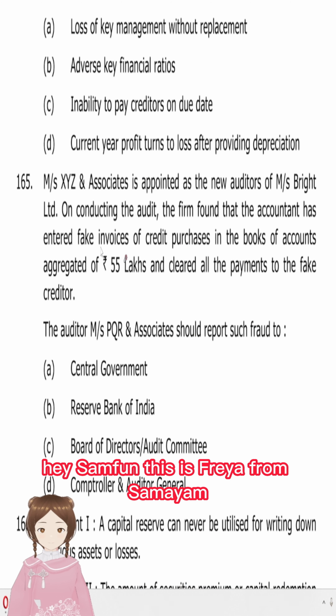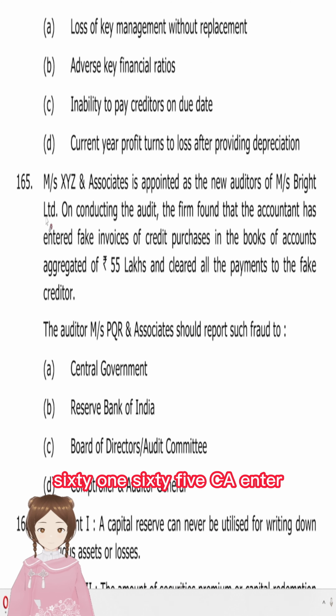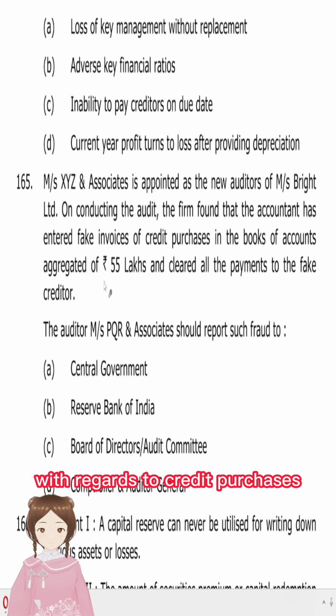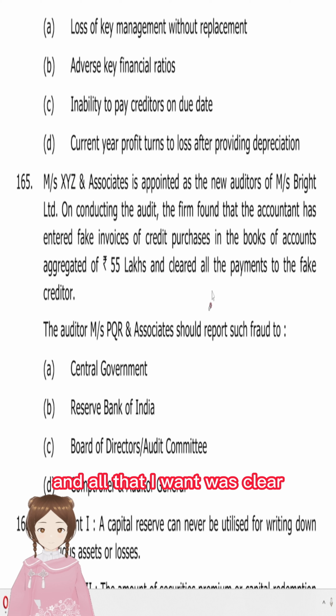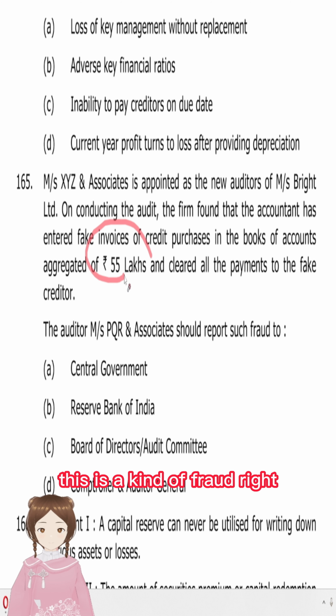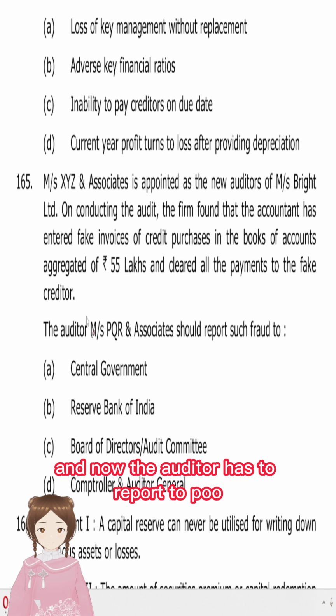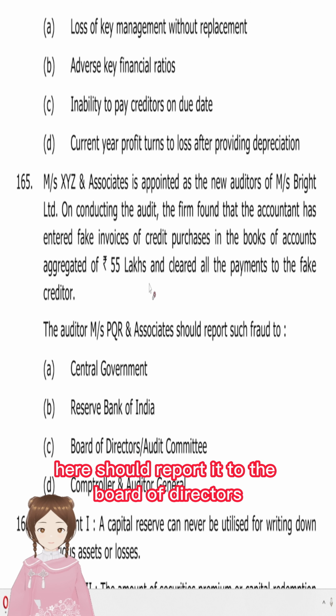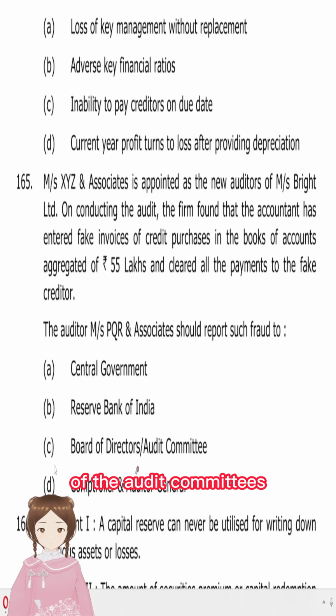Hey Sampham, this is Shreya from Samaya, MCQ 165, CA Inter. The auditor found that the accountant had entered fake invoices with regard to credit purchases amounting to 55 lakhs, and all that amount was cleared for payment to a fake creditor. This is a kind of fraud, right? Now the auditor has to report to whom? Since the fraud amount is less than 1 crore, he should report it to the board of directors or the audit committee. So option C is the most appropriate answer.